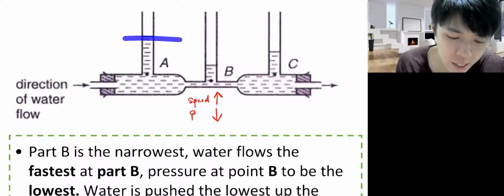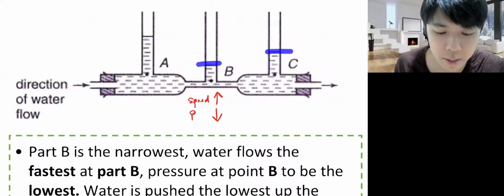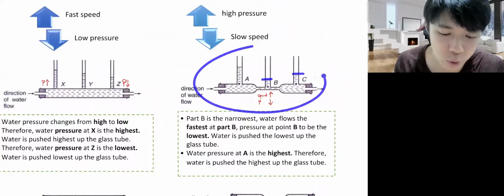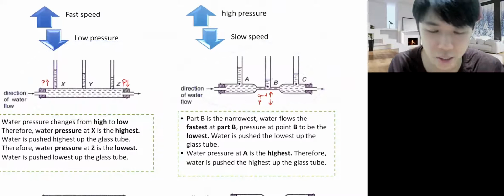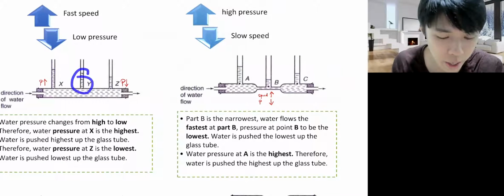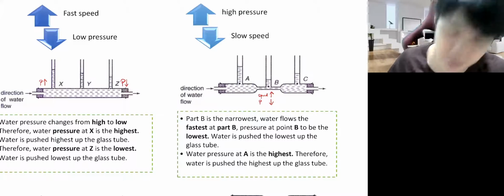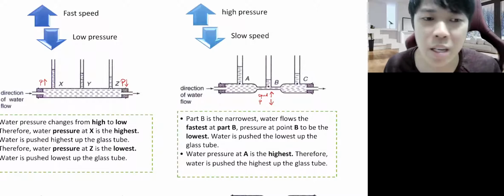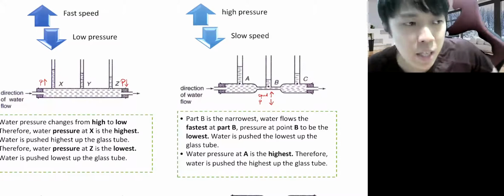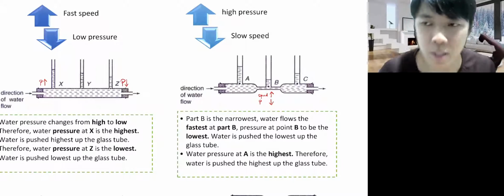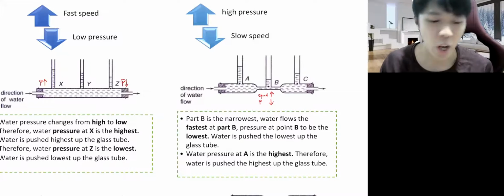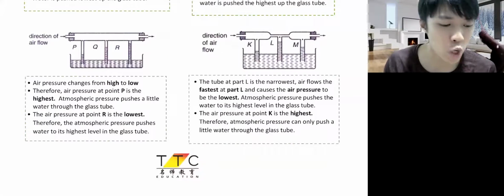Okay, so this is high, this is medium, this is low. The difference between these two is very obvious. It's just the center one change to lowest, then can now. Reason? Very simple. Because the speed is very fast, so the pressure is the lowest. Well, the rest of the explanation works the same. Okay, okay, let's talk about airflow.